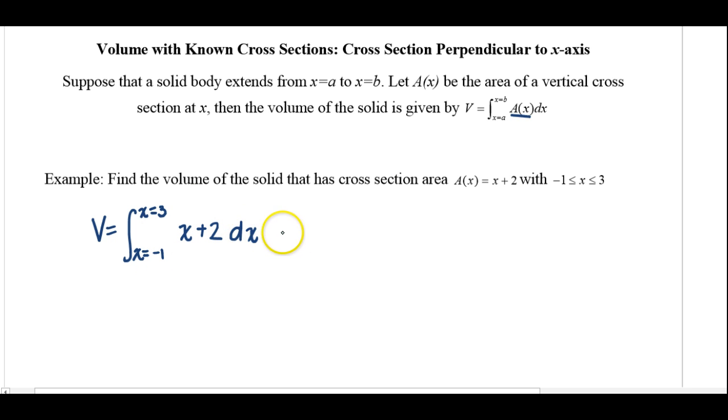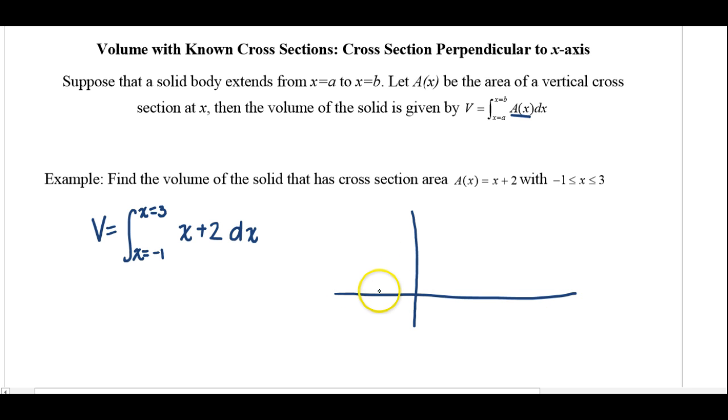Now, in this section, we've already covered many definite integrals of all forms, so we're not going to focus on the solutions. We're going to obtain the solutions using our graphing calculator. These are all definite integrals. Our graphing calculator can evaluate them. It's all about the setup. So this is the setup required to find the volume of the solid that has cross-section area A of x equals x plus 2. So now let's try to think about what's happening.